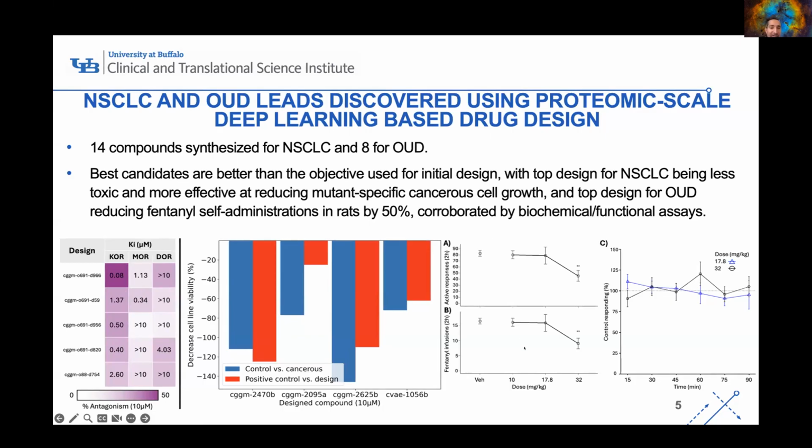And then on the right here, we have the rat experiments where we get rats addicted to fentanyl, and then we see whether any of our drugs is able to reduce this fentanyl self-administration that the rats are trained to do in a given period of time or at a given dose. And we see at the maximum doses here for our top opioid use drug, there's a reduction of fentanyl self-administration by 50%. And this is just the first try. This is just something that's computer spit out, and we synthesized it and we tested it.